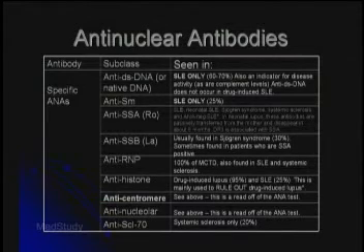Anti-Sm, not smooth muscle, but Smith, is found in 25% of lupus. So one quarter of lupus patients are going to have it. Again, it's a quite specific and suggestive test for lupus. You're expected to know that.